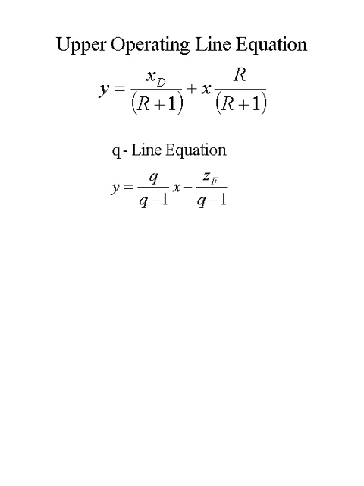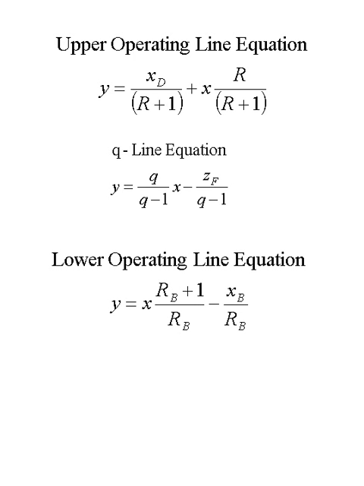We also have a Q line equation given here, where it's going to be a function of the Q, which is a property of how we wish to introduce the feed into the column, and the feed composition, which is labeled as Z sub F.